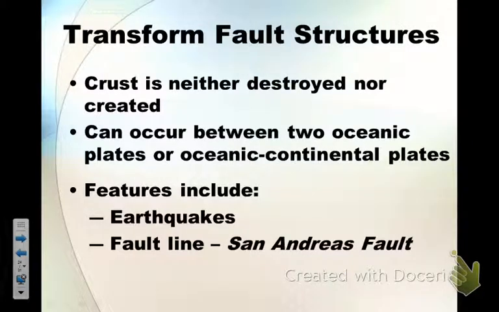All right, so transform fault structures. Crust is neither destroyed nor created, and this can occur between two oceanic plates or oceanic and continental plates. These features include earthquakes or fault lines, like the San Andreas Fault. So this is the DJ one I was showing y'all.